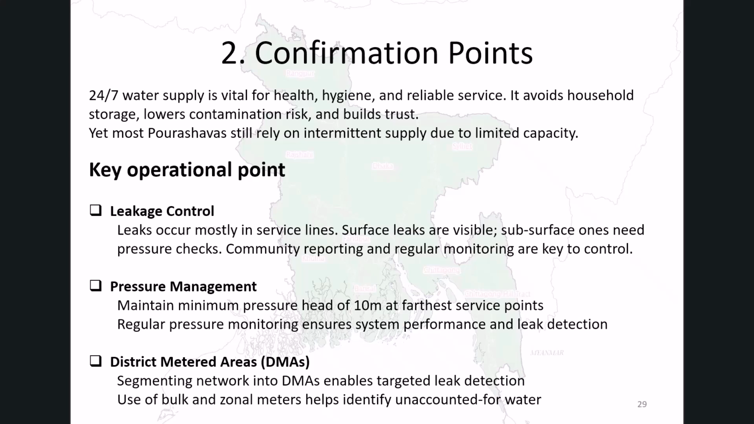Second is pressure management. A minimum pressure head of 10 meters should be maintained at the farthest service points. Regular pressure monitoring helps ensure system performance and supports early leak detection. Third is the use of district metered areas. Dividing the network into DMAs allows targeted leak detection, and bulk and zonal meters help identify non-revenue water. These measures are essential for achieving a stable and sustainable 24-hour water supply.